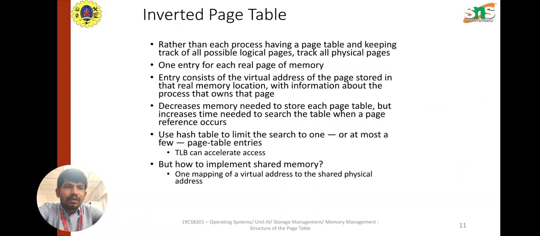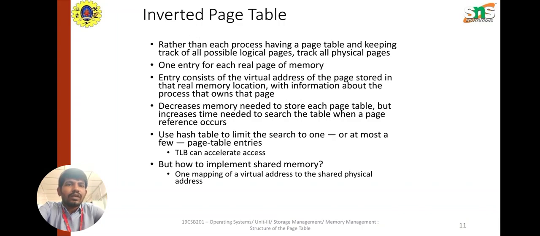Next is the inverted page table. Rather than each process having a page table and keeping track of all possible logical pages, we track all physical pages. That is called an inverted page table. It means one entry for each real page of memory. Each entry consists of the virtual address of the page stored in that real memory location, with information about the process that owns the page.